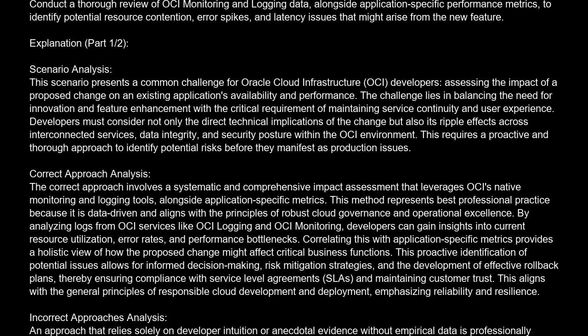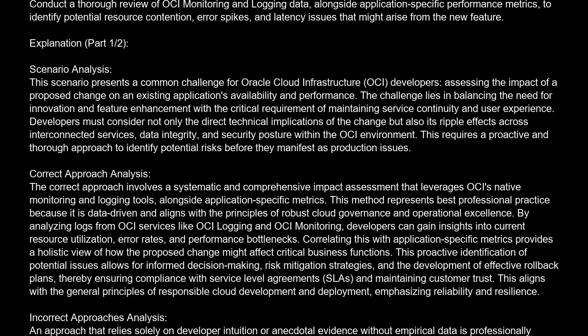Correct approach analysis. The correct approach involves a systematic and comprehensive impact assessment that leverages OCI's native monitoring and logging tools, alongside application-specific metrics. This method represents best professional practice because it is data-driven and aligns with the principles of robust cloud governance and operational excellence.